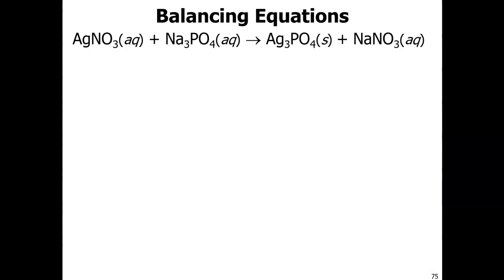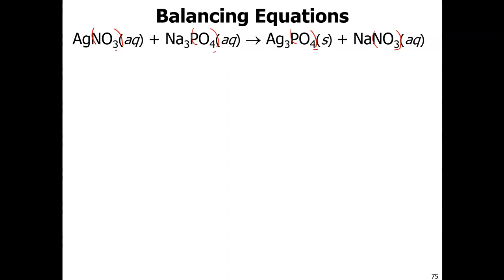So here's another example: silver nitrate and sodium phosphate react to form silver phosphate and sodium nitrate. Here we're going to keep the polyatomics as a group because it's going to simplify our work. So NO3, and PO4, we see PO4 over here, and NO3. Those numbers of oxygen don't change. So we can keep those as groups here.